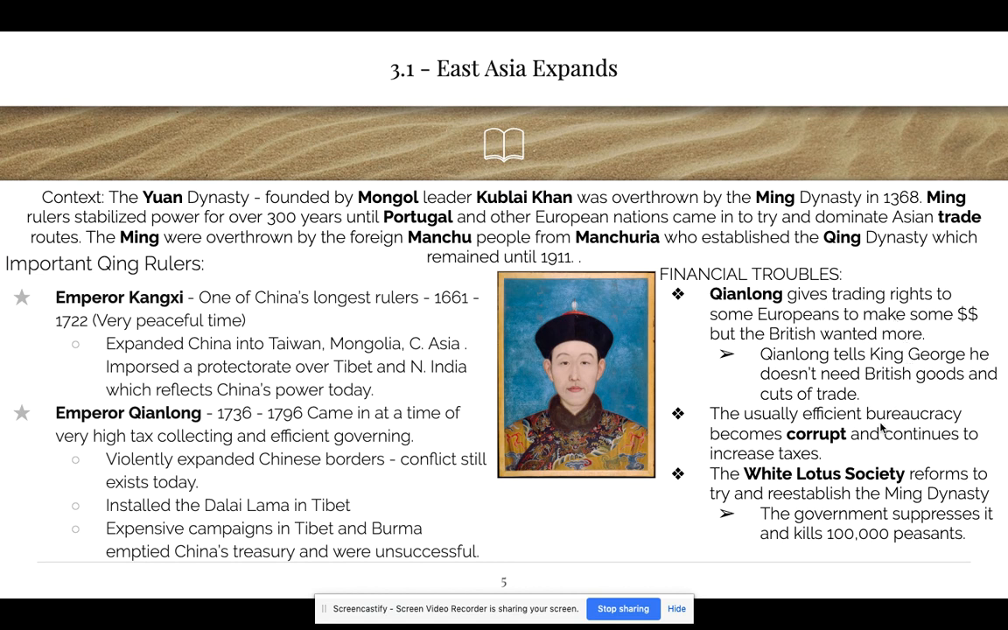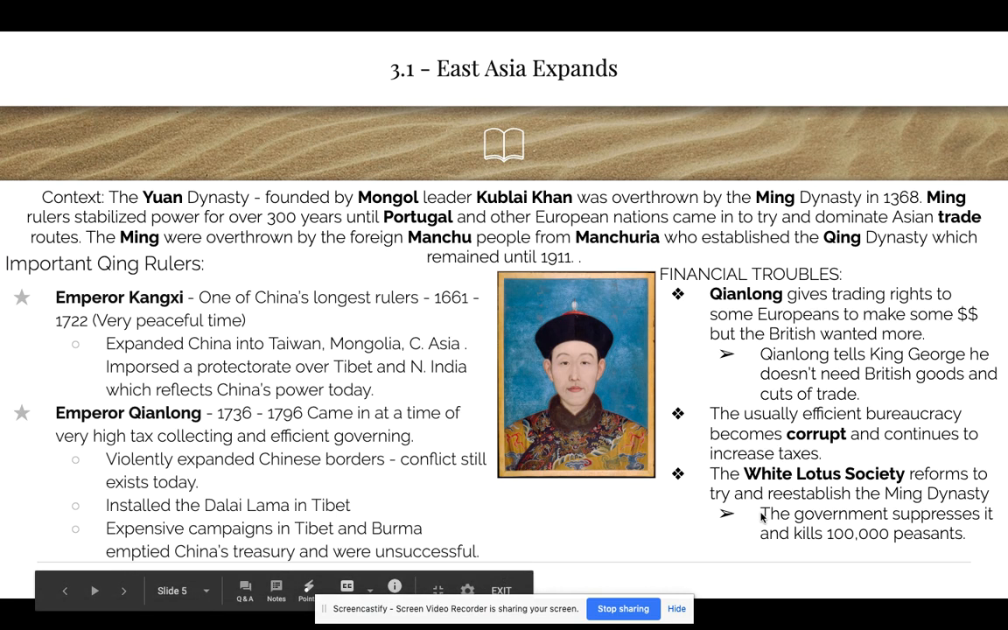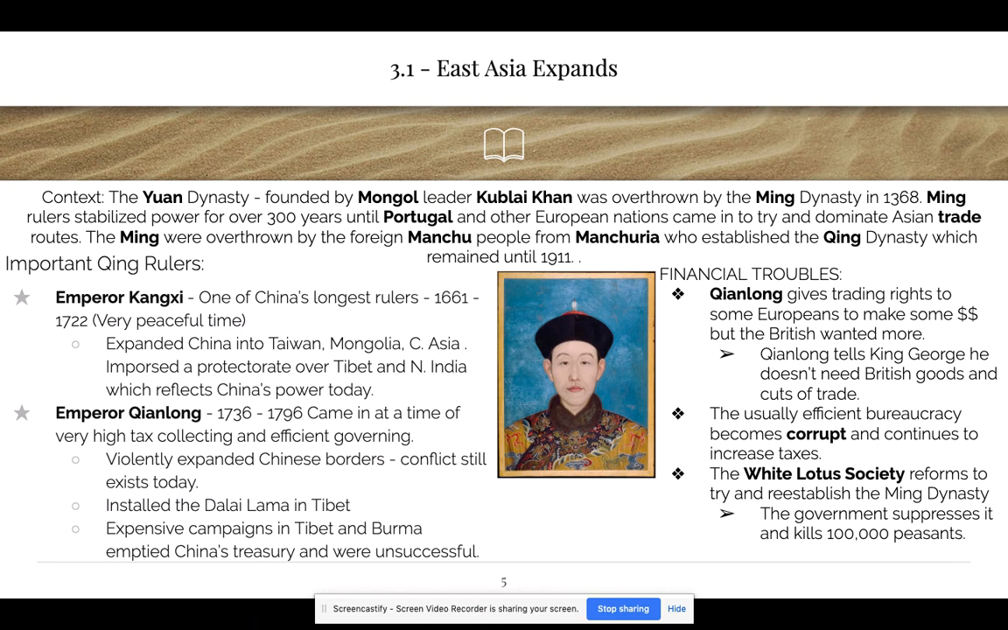So again, the usually very efficient bureaucracy, think back to Song China and how their bureaucracy was so big and strong, becomes corrupt. They continue to levy very heavy taxes, and as a result, we see a resurgence of the White Lotus Society, which is the same society that had tried to overthrow the Mongols and install the Ming. They come back and try to reestablish the Ming dynasty, get rid of the Manchu foreigners, but the government suppresses it, and over 100,000 peasants are killed. So right now, China is closing off. They're struggling with the expansion and their treasury and taxes, and the people aren't super happy.